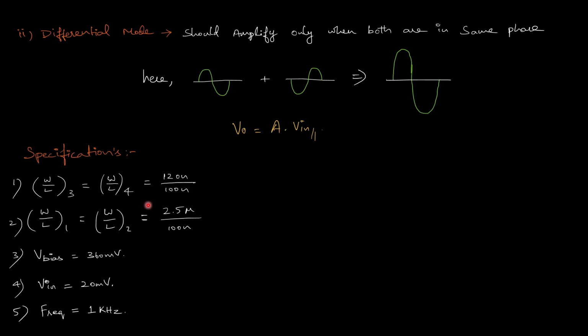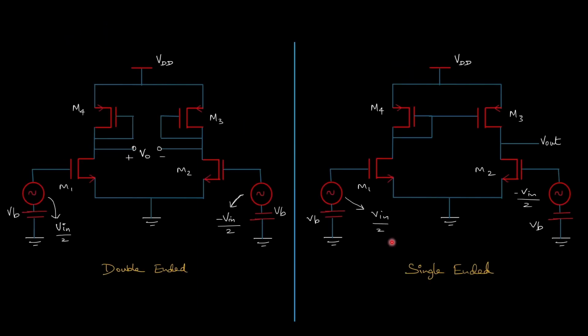Here the W by L ratio and the V bias are taken from our previous video. Here I am assuming the V in to be 20 millivolt and the frequency to be 1 kHz for this design. And from the circuit we can see we have to have the same V bias while the input amplitude is split into two, and we have to give positive on the one side and negative on the other side. So now let's try to simulate the circuit in Cadence.